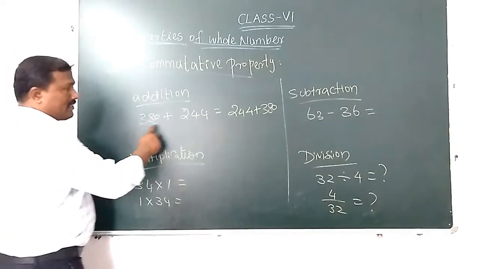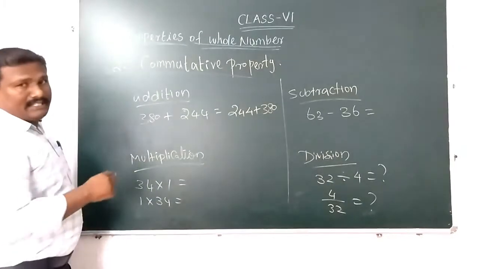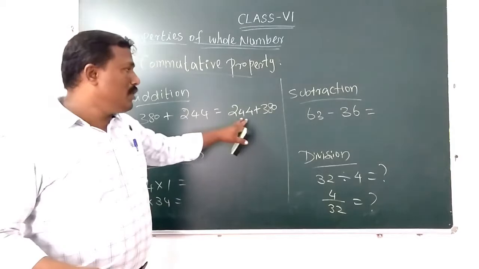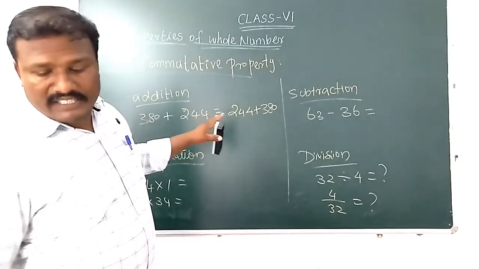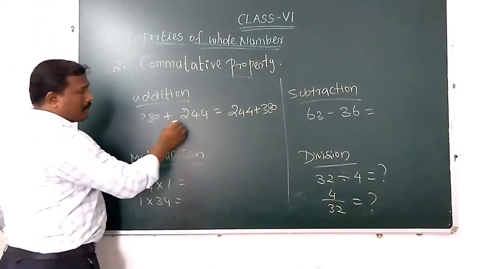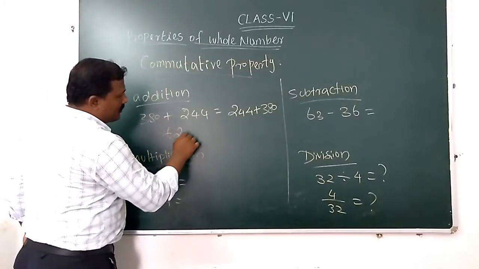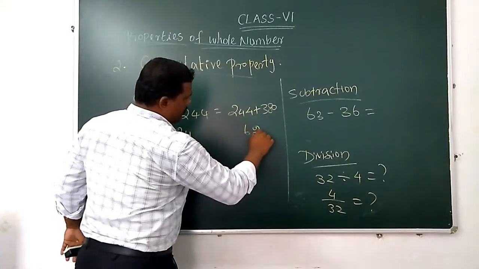Now, if you look at it, here 380 plus 244. If you add this, what do we get? And also 244 plus 380. If you change the order, what do we get? The answer will be the same. So 380 plus 244 is 624. And 244 plus 380, 624.